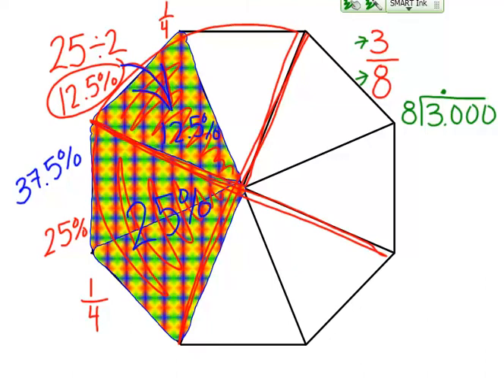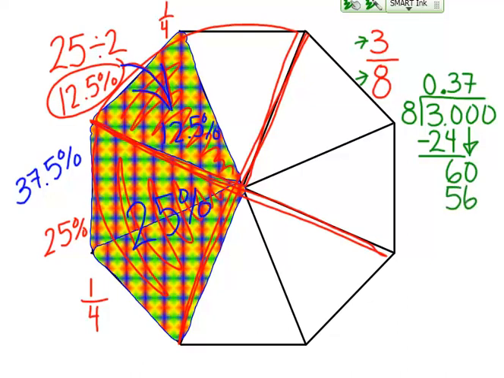I'm going to divide my 3 by 8. 3 cannot be divided by 8, but 30 can. It goes in there 3 times. 3 times 8 gives us 24. I subtract, I'm left with 6, and bring down my remaining 0. 60 divided by 8 is 7.